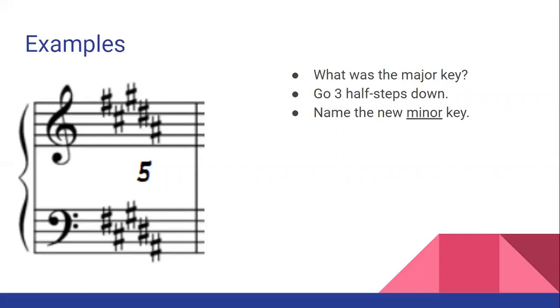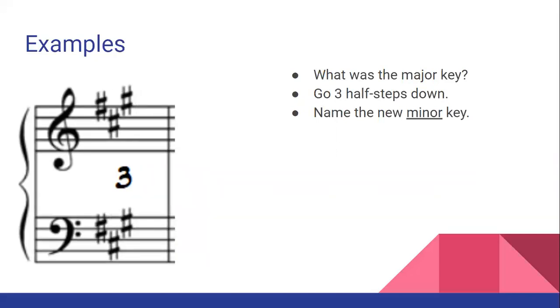What is this major key? Well, the last sharp is A. What is a half step up from A sharp? It's B. So the major key is B. What is 3 half steps down from B? G sharp minor.